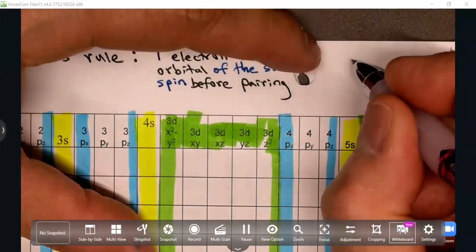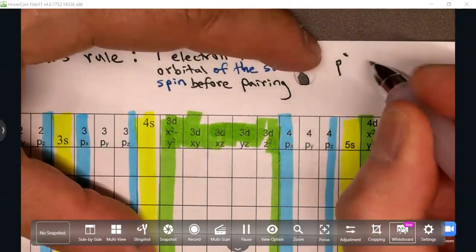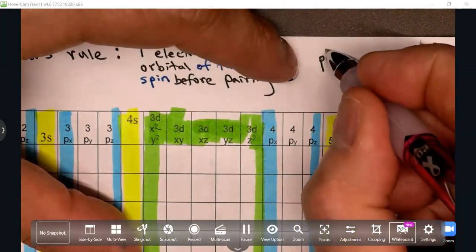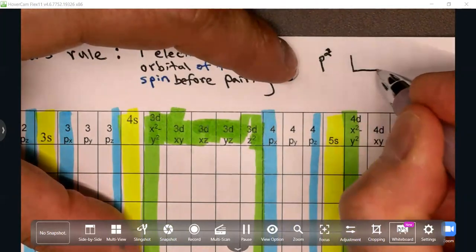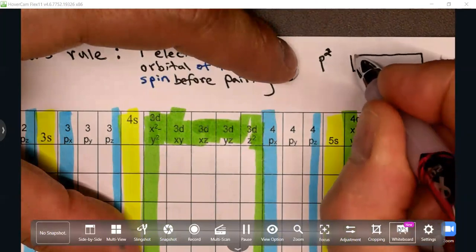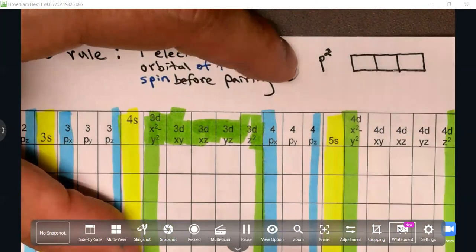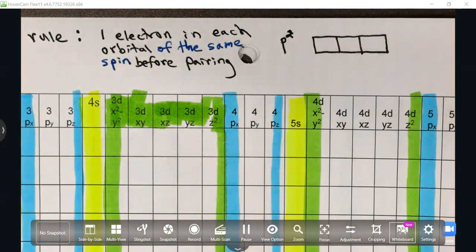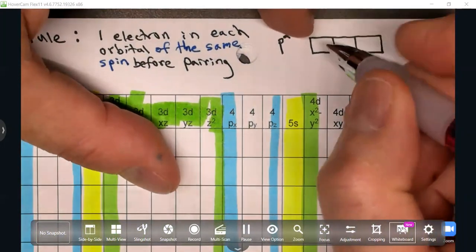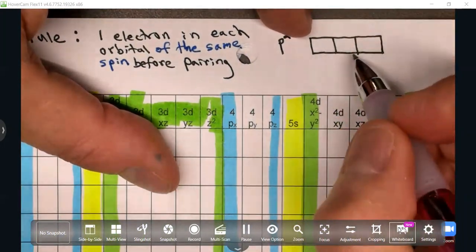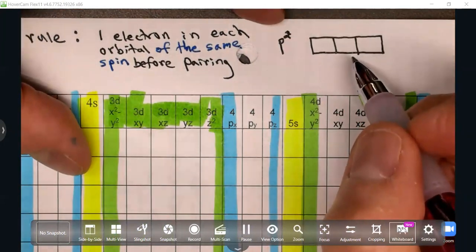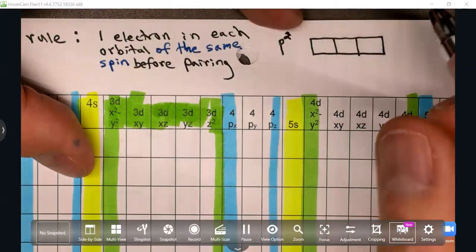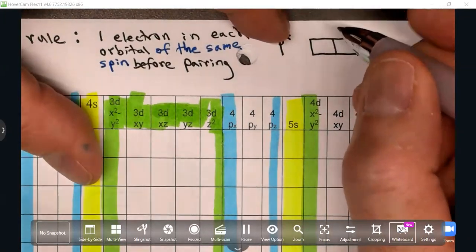So let's do this example. If we have p2, there's my three p orbitals, right? Px, py, pz. So Hund's rule just says this. I need to put two electrons in there of the same spin, and I don't know where they're going to go. It might look like this. This is the easy way to do it.